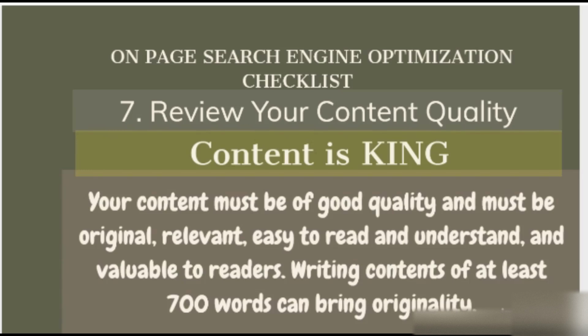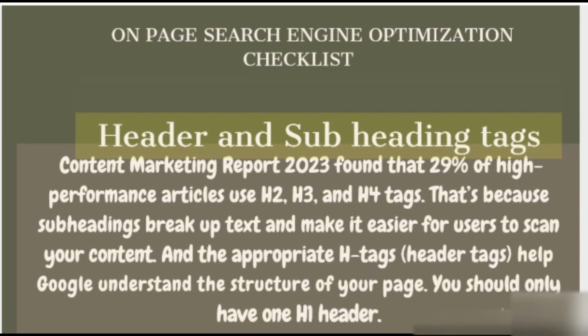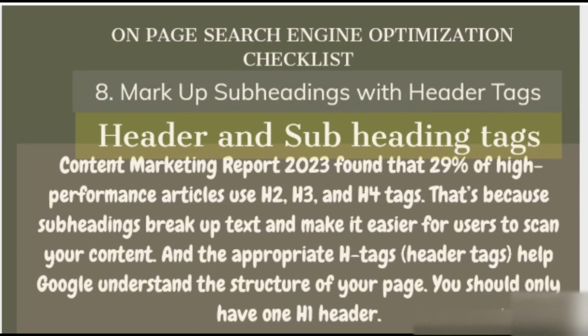Next in the checklist is header and subheading tags. The Content Marketing Report 2023 found that 29% of high-performance articles use H2, H3, and H4 tags. That's because subheadings break up text and make it easier for users to scan your content. And the appropriate H tags, header tags, help Google understand the structure of your page. You should only have one H1 header.